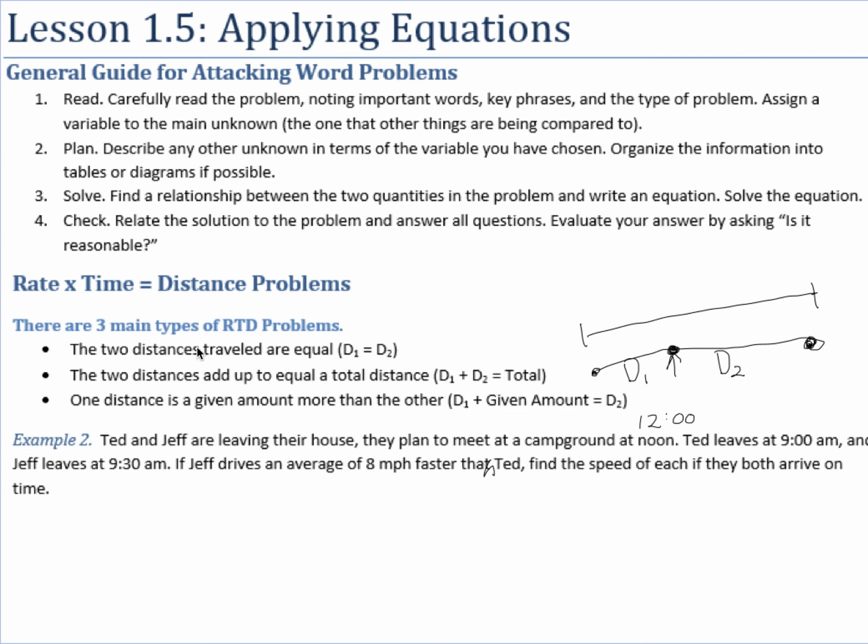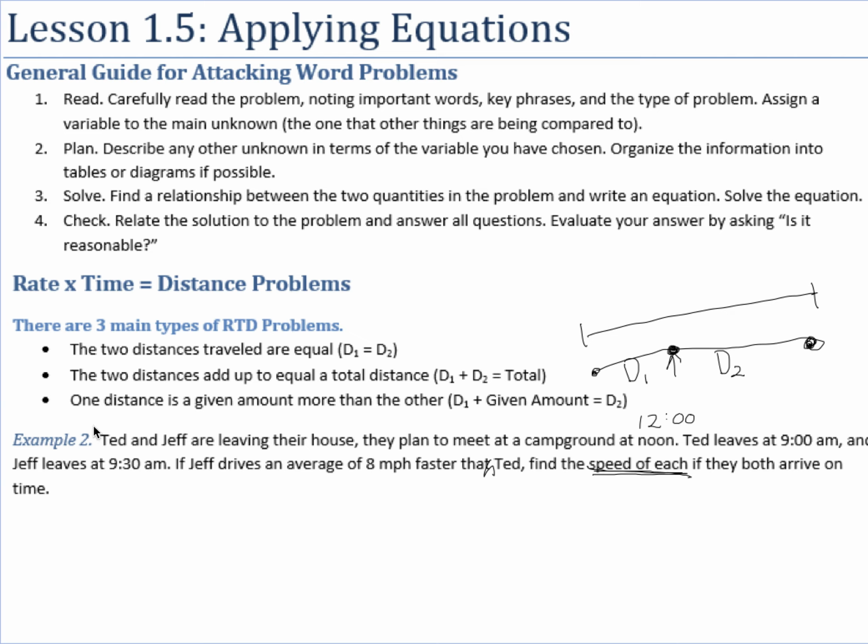So this is definitely rate times time equals distance, because they're traveling at a certain rate. They're going somewhere. So we've identified that it's a rate times time equals distance problem. We want to assign an unknown. So what is the unknown? It says find the speed of each. So once again, we have 2 unknowns. We want to find the speed of each.